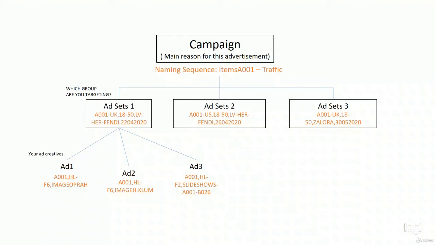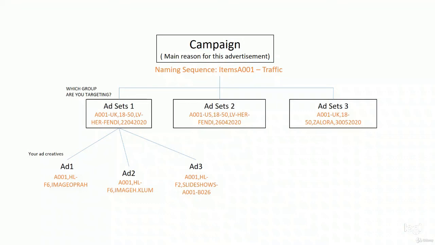So for example, ad 1, I use the headline formula number 6, and then I place an image of an opera. And ad 2, I use the same headline and I place an image of Heidi Klum. And ad 3, I use different headlines and different creatives. I place a slideshow that's showing products from A001 to product BO26.